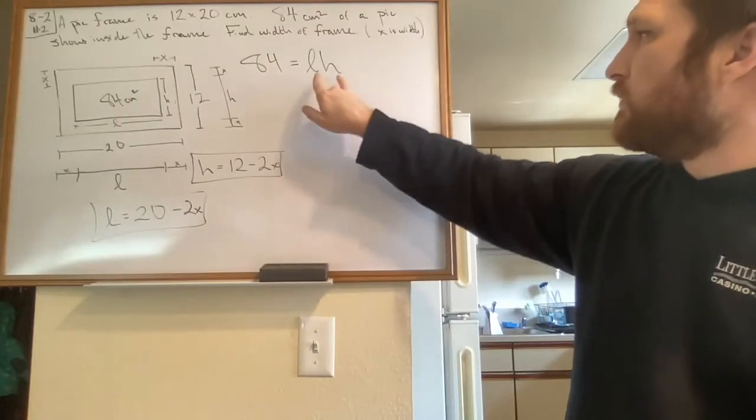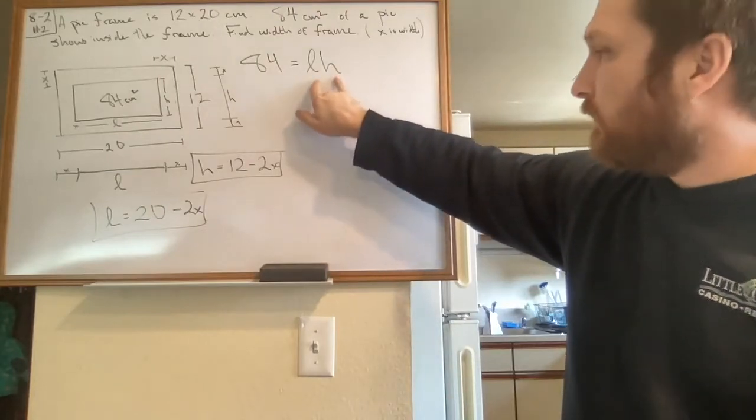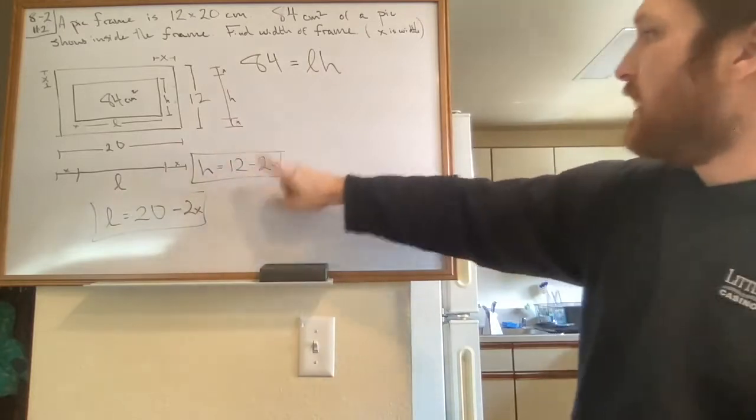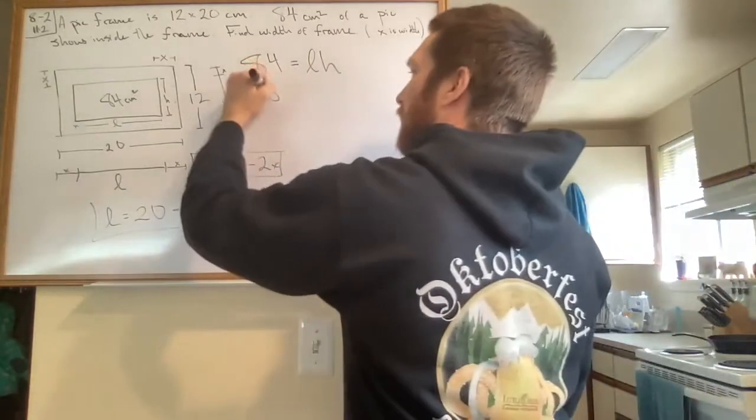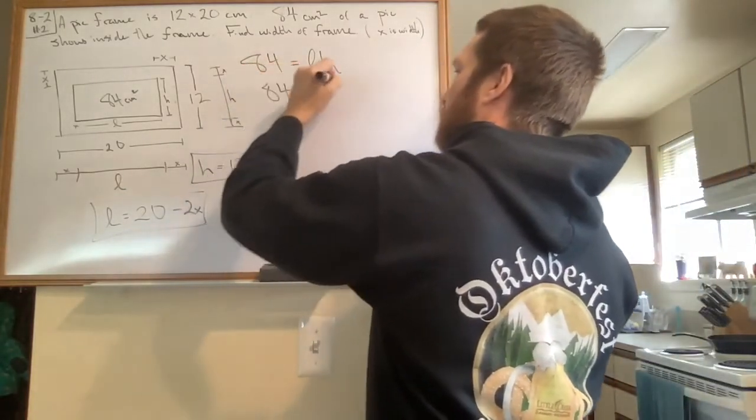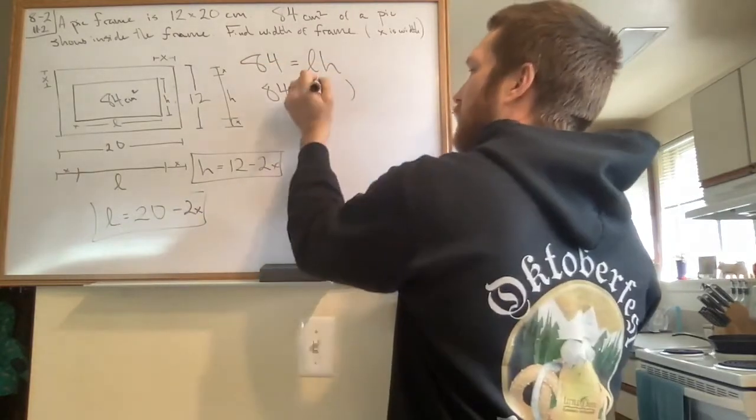Okay, so I have my equation. I can reduce this down into one variable. I could say L is that guy, H is that guy, and we should be good to go. So let's do it. I'm going to substitute L in there, which is 20 minus 2X.